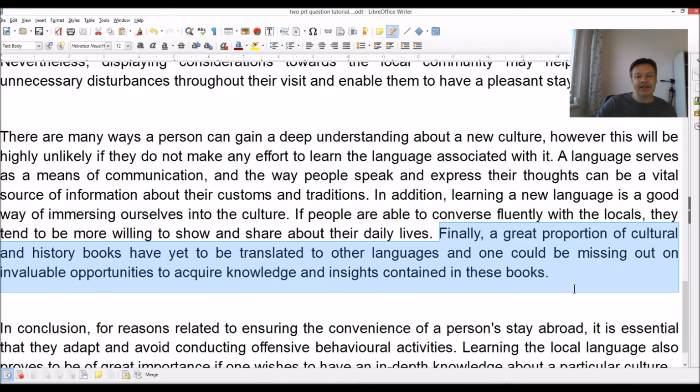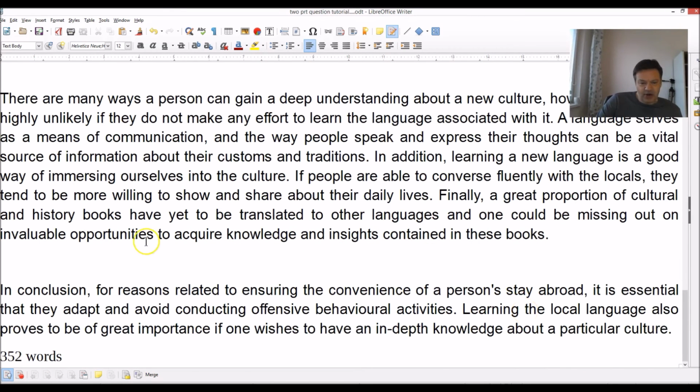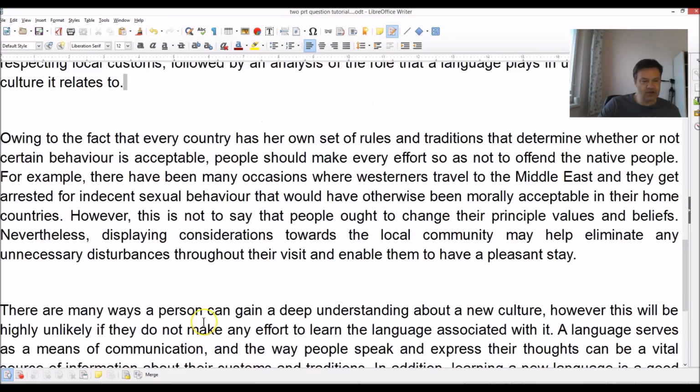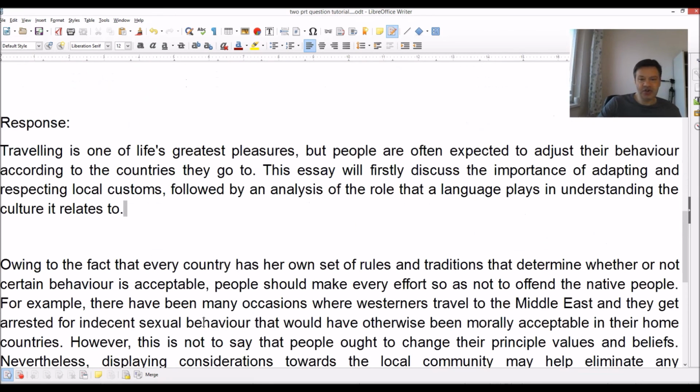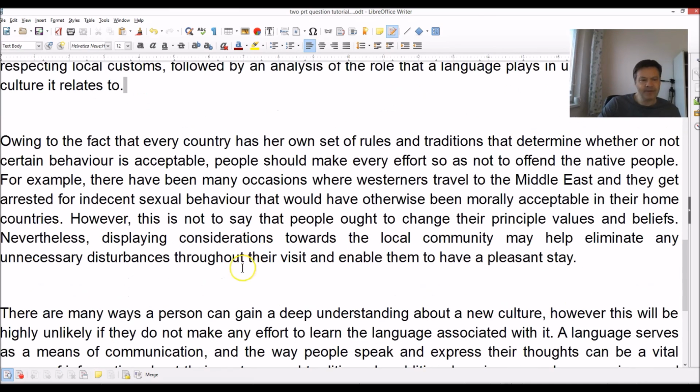Okay, all right. So let's look at the conclusion. In conclusion, for reasons to ensure the convenience person stay abroad, it is essential that they adapt, conducting offensive behavioural activities. Okay, good. So the conclusion's good. I mean, 352 words, it's a little bit long, but the conclusion's good. Introduction could be a little better, but it's not bad.